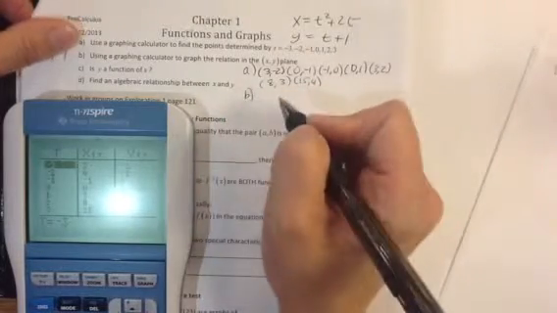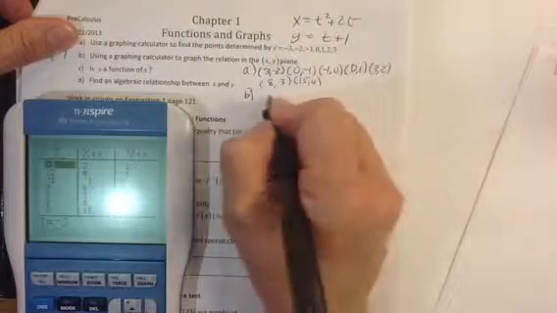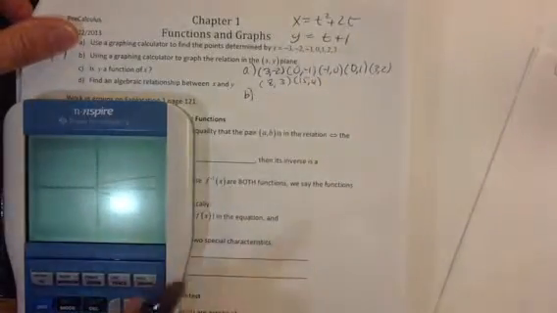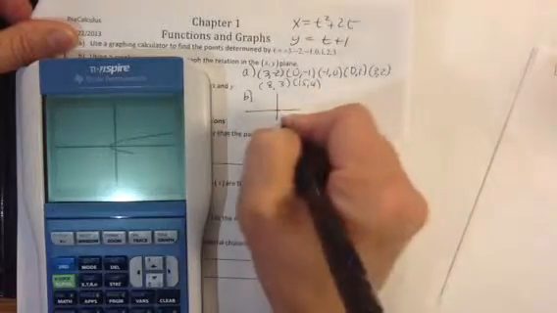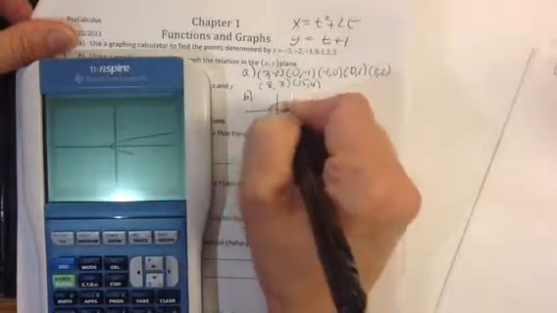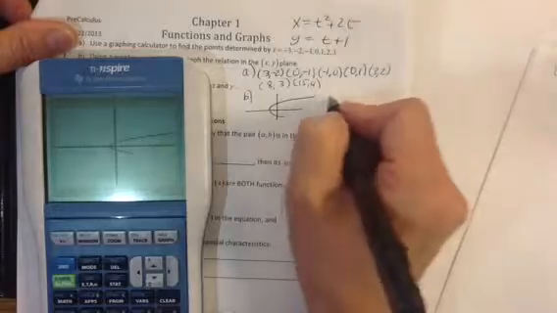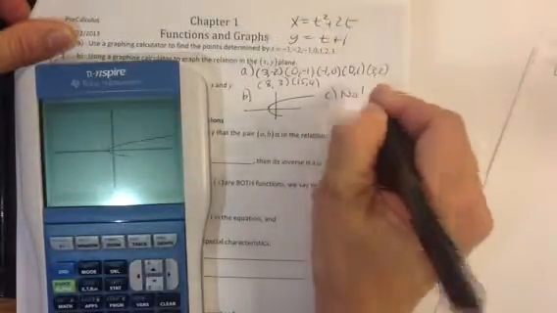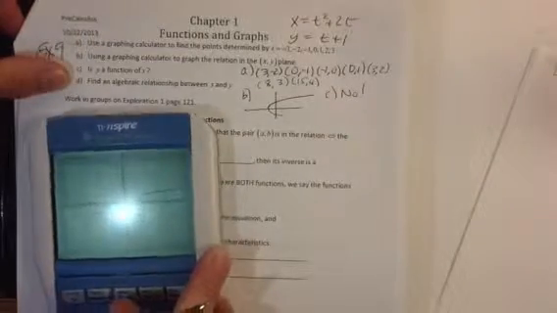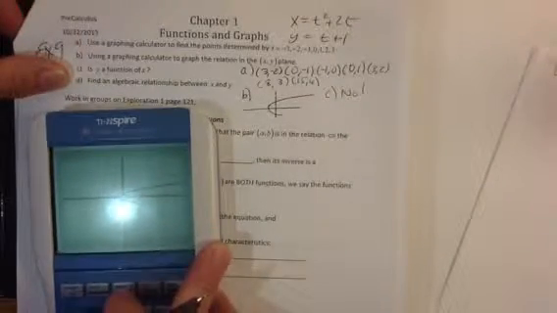Part B says to graph it. Well, when I graphed it, this is what it looks like. So when I show my graph, it's going to go kind of like that. Part C says, is it a function? No. And part D says, find an algebraic relation.